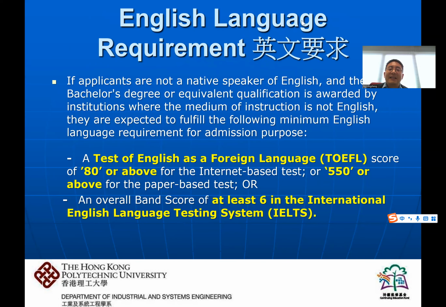I know you may ask me about the English language requirement. If you are not a native speaker, if your bachelor degree or equivalent qualification is not awarded by a university where the medium of instruction is English, then you need to satisfy either of the following two requirements. The first is that you can attend the Test of English as a Foreign Language. For the internet-based test, you need to have a score of 80 or above. For the paper-based test, you need to have 550 or above. Alternatively, you can choose to attend the International English Language Testing System. You need to get at least 6.0. So these are the requirements on language.